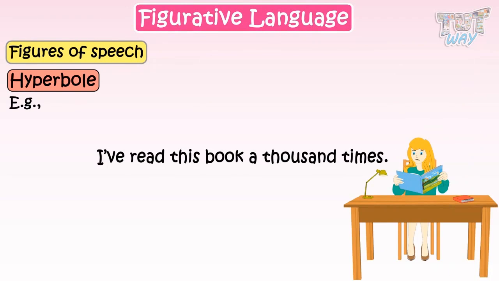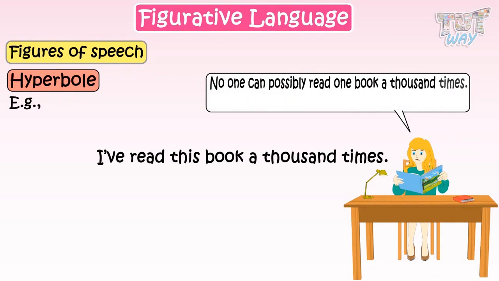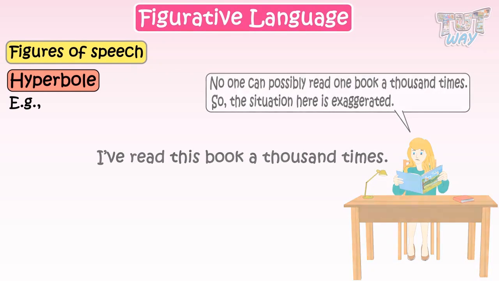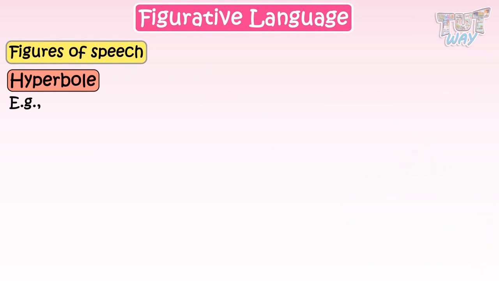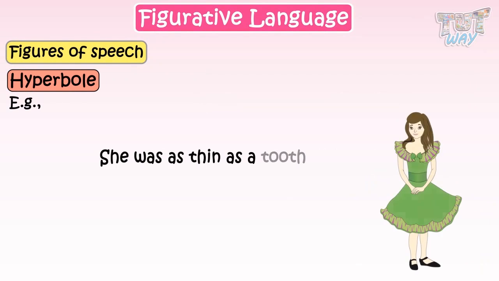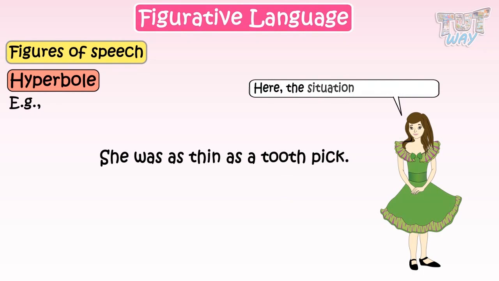"I've read this book 1,000 times." No one can possibly read one book 1,000 times, so the situation here is exaggerated. So we would say that a hyperbole has been used. Let's have a look at more examples of hyperbole. "She was as thin as a toothpick." Here, the situation is exaggerated, so it is a hyperbole.